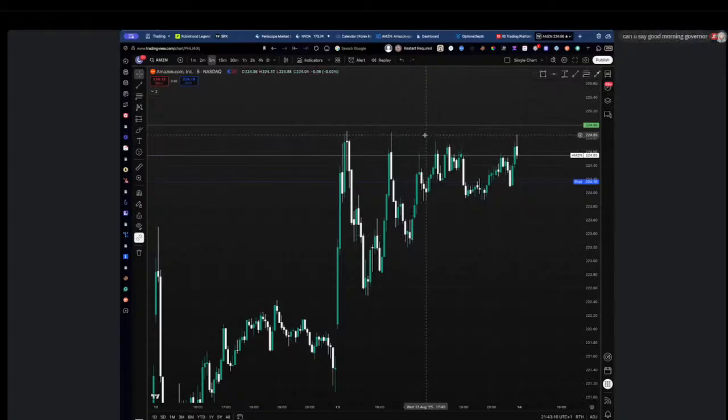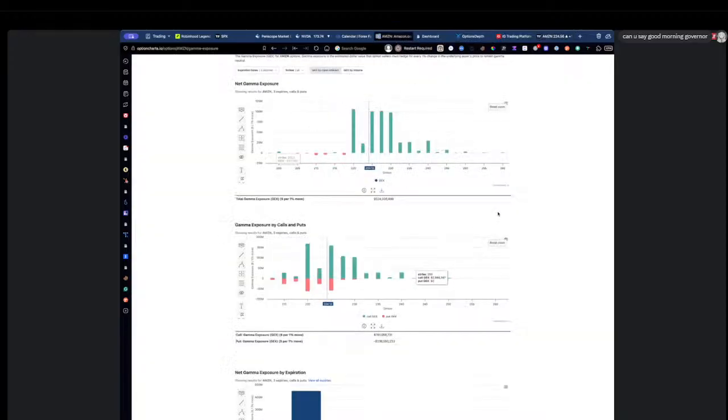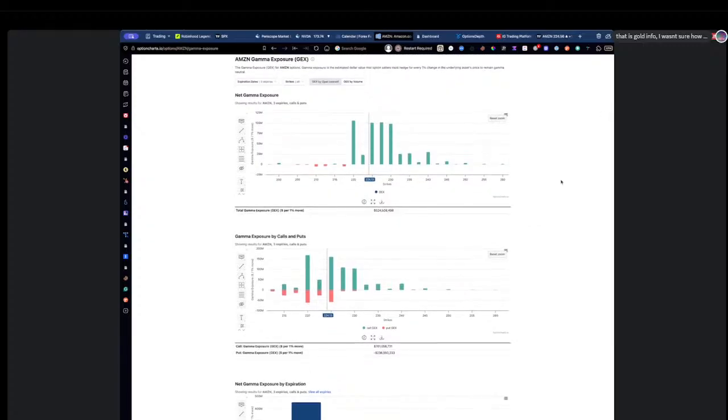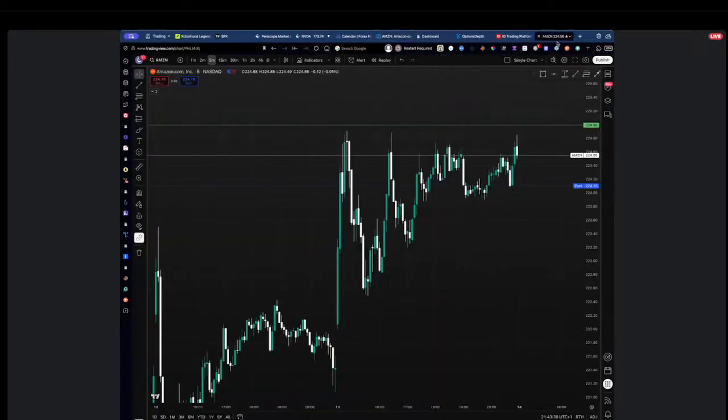Now, something to note on this though, check these charts regularly because they update, they change. These are based on the options chain. So as options get closed or opened, this is all going to change and update. It's not going to change too much intraday for these kinds of tickers, but it will change and update throughout the day.